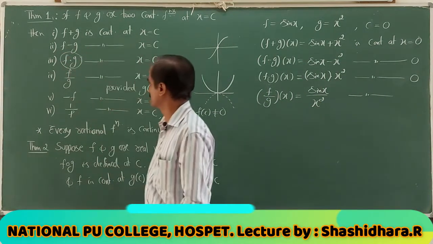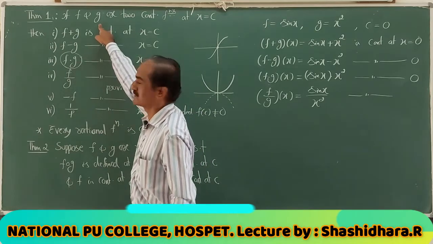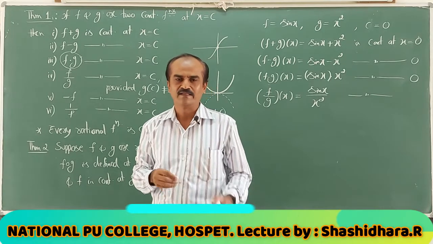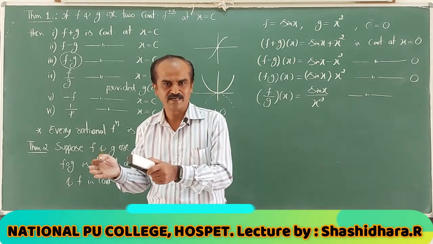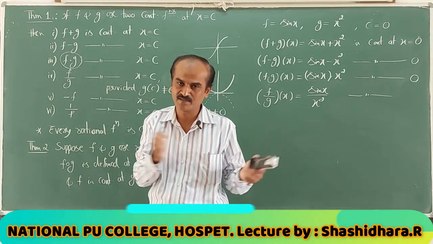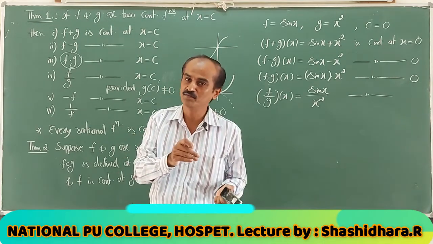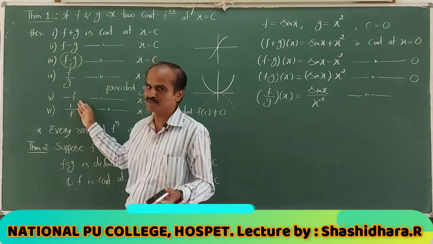By using this. I take g as a constant function, g of x equal to minus 1. Then f of x is as it is, g of x is minus 1. Their product of functions is also continuous. So f of x into minus 1, that is minus of f of x, is also continuous.